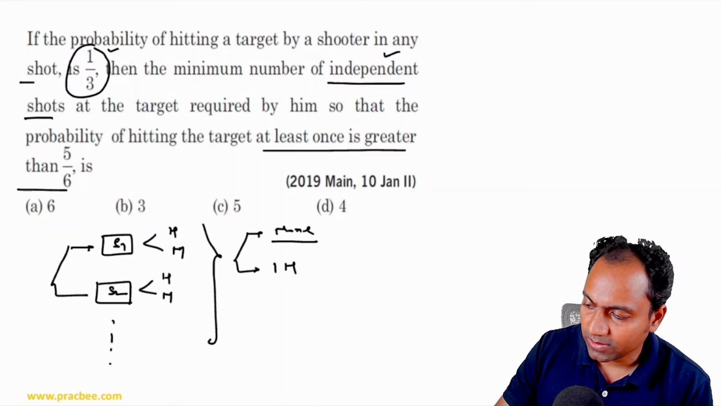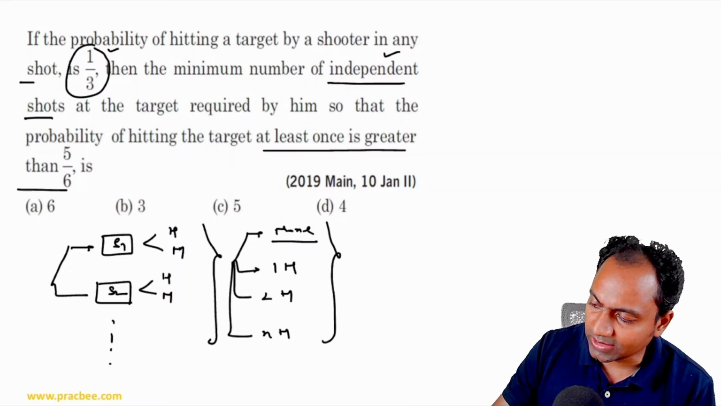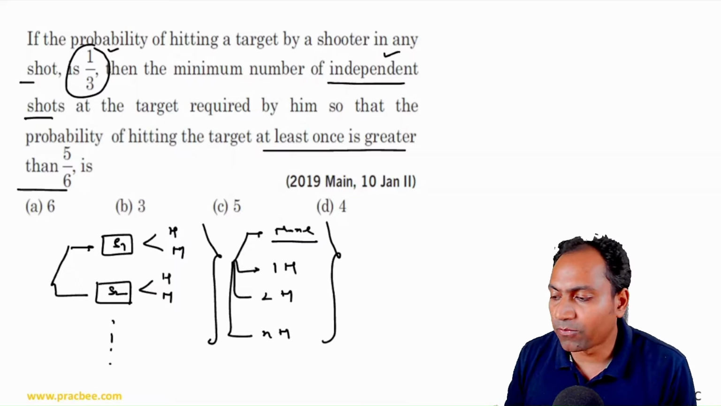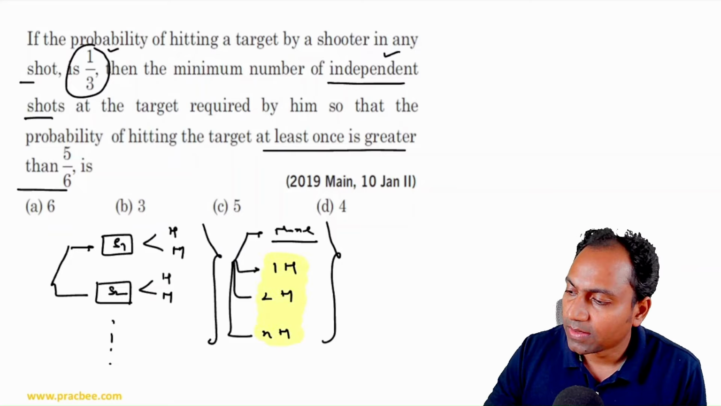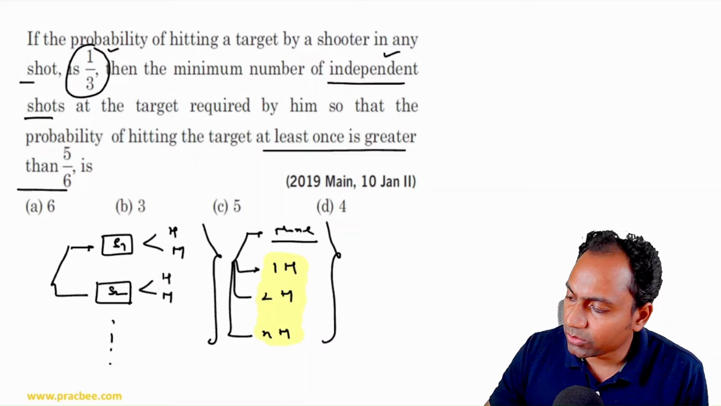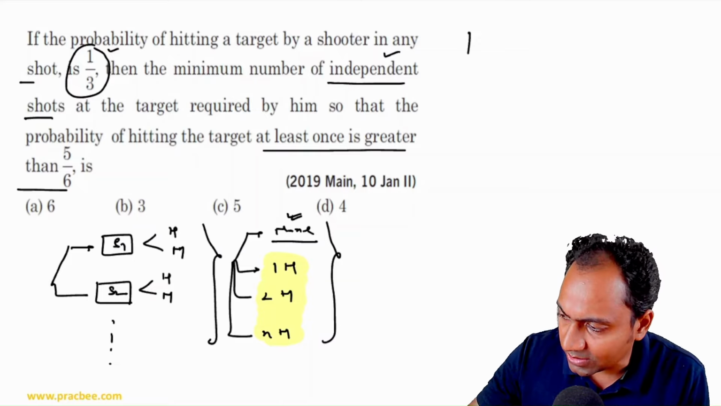1 is hit, 2 is hit, and others are missed. Like this, n hits are possible. So these are the total cases that might be possible. So if I want to find the probability of these cases, it would be much simpler to just subtract the probability of this out of total probability. So total probability is nothing but 1.